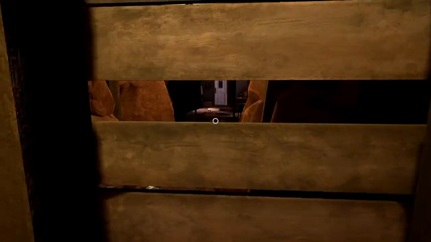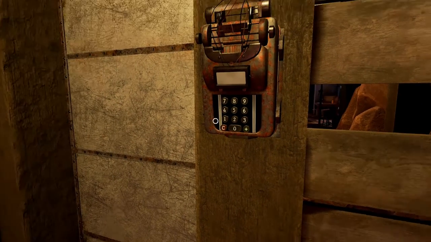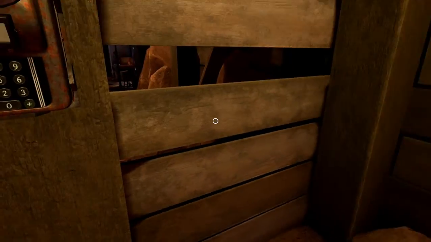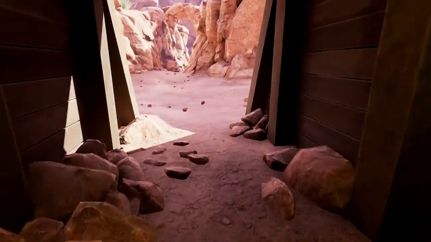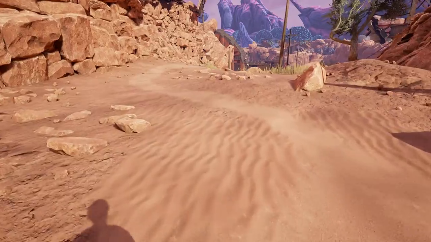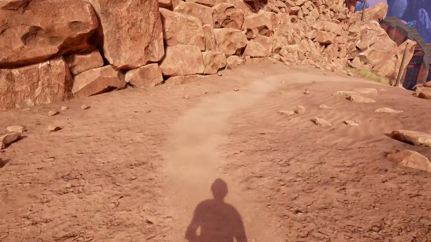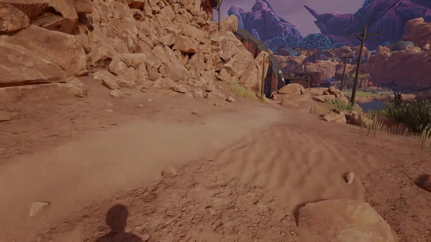Oh, wait a minute. That's right. The addresses are code. Okay, so I gotta go all the way back. So I'm gonna cut it right here. And then when I get back, I'll have the code. So I will see you then.